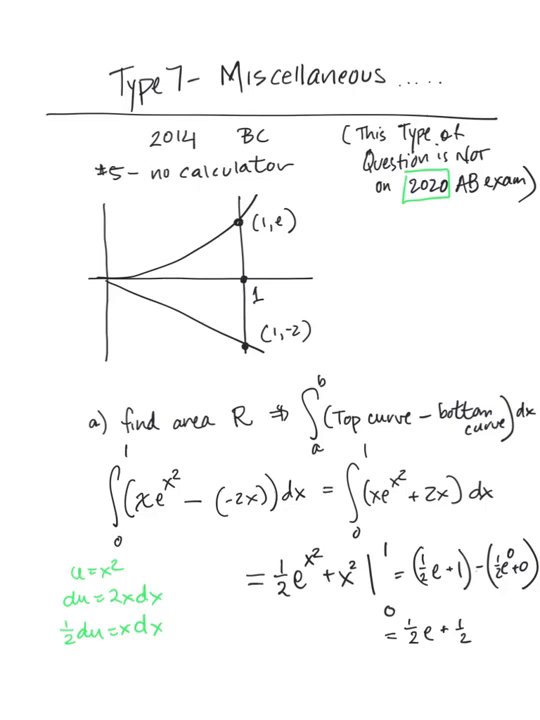So in part A, you were to find the area of R. The area of region R here is going to be the top curve minus the bottom curve, where the top curve is this x e to the x squared, and our bottom curve is our linear function negative 2x. And integrating this is number 5, so there is no calculator. I'm going to use u substitution to integrate the x e to the x squared, and then integrate 2x is just x squared from 0 to 1, and we have our answer here, 1/2 e plus 1/2.